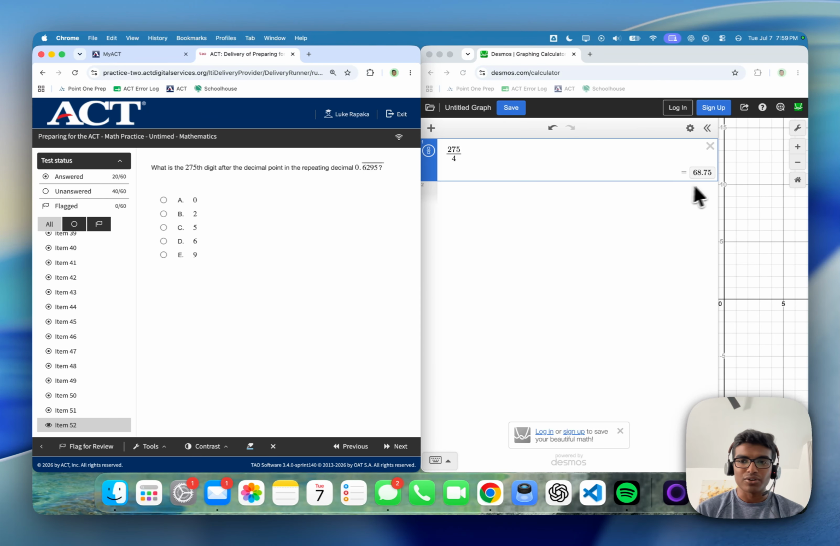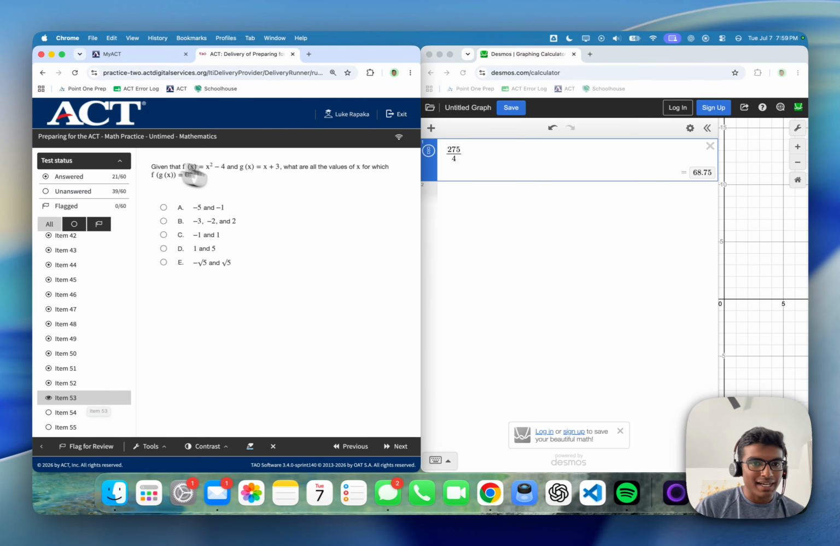6295. So what does this tell me? I can go through that 68 times. And then this 0.75, that's where the last number is essentially. So this would be like 68.25, 68.5, 68.75. And so 9 would be my answer.